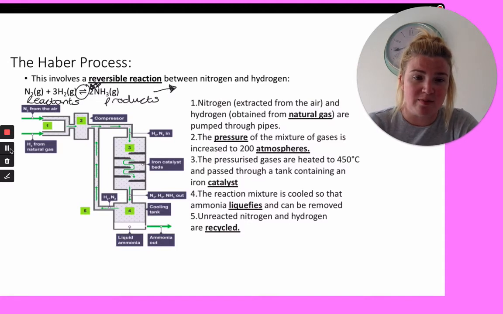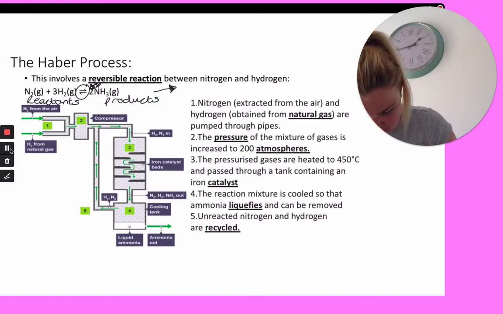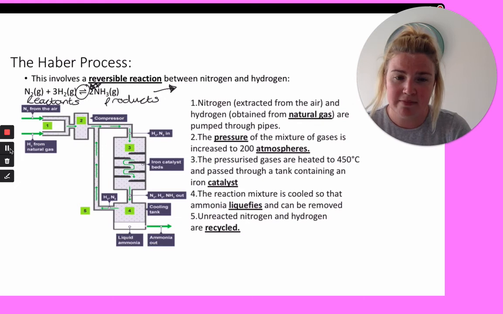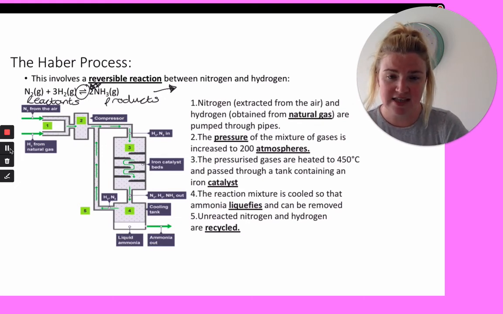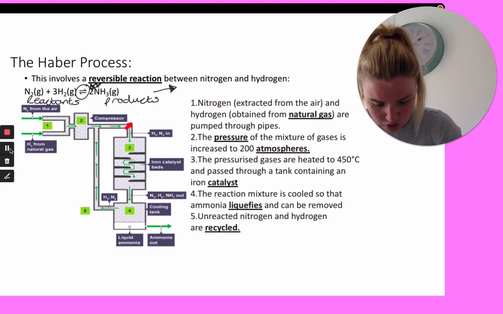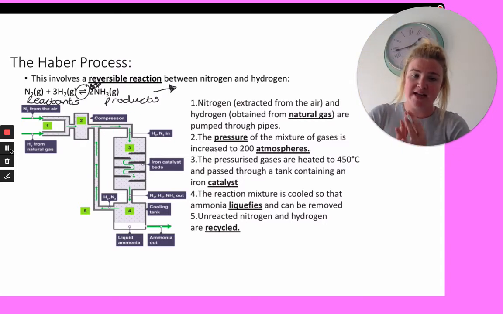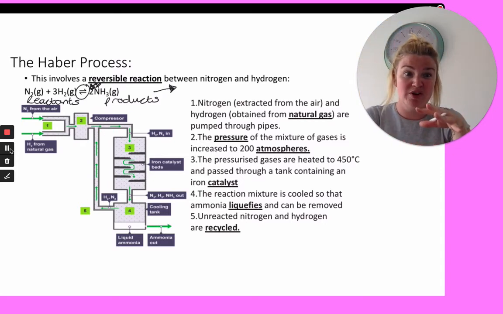Hydrogen is obtained from natural gases, so that means gases that you pump out of the ground, stuff like crude oil, pumped through pipes. So nitrogen from the air, hydrogen from natural gas, and they are pumped into this machine. The next thing that happens is they enter something called a compressor. So a compressor compresses, like the word means, everything together.